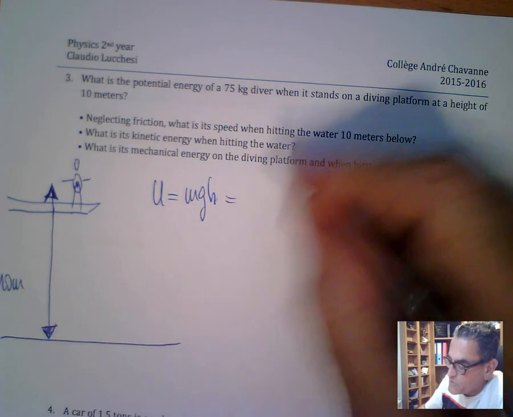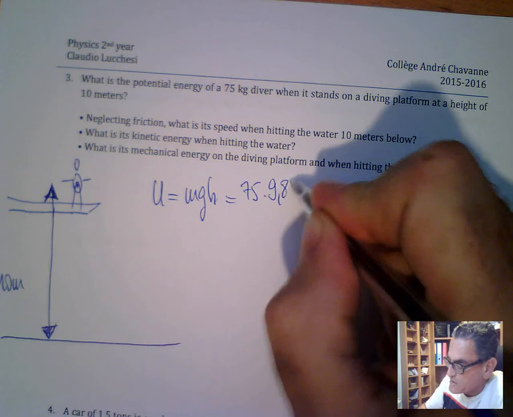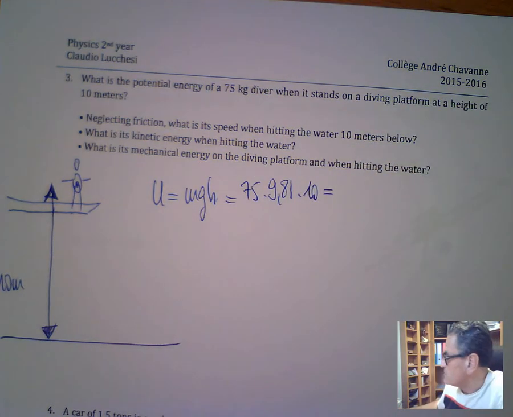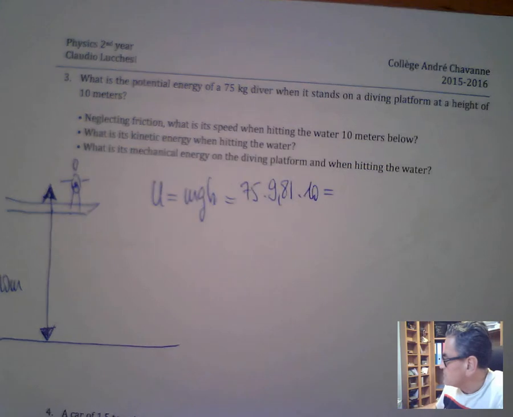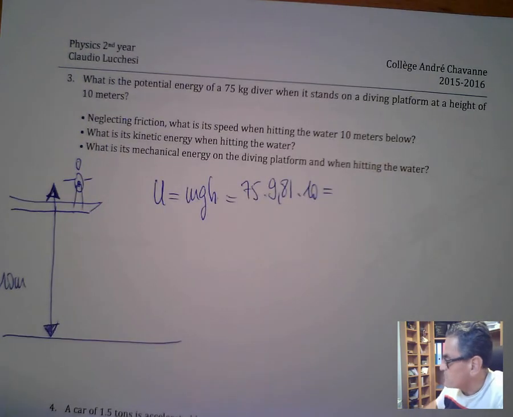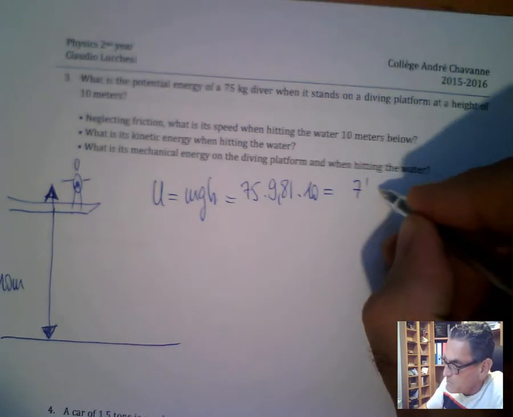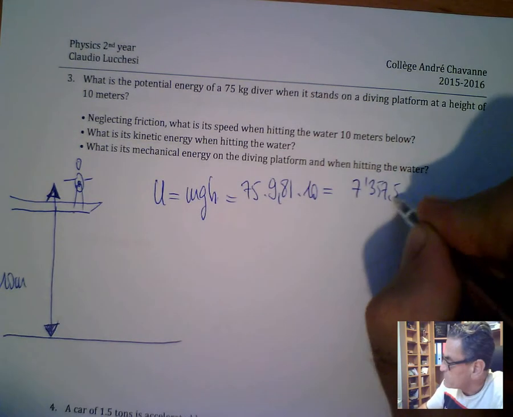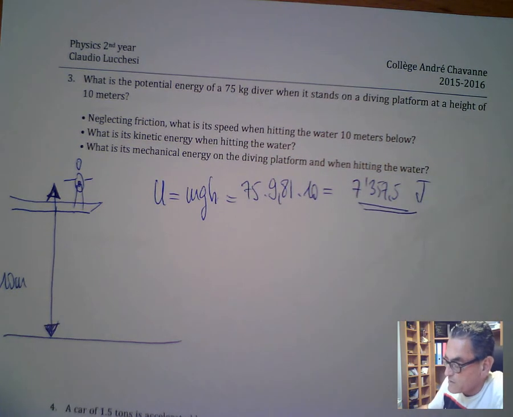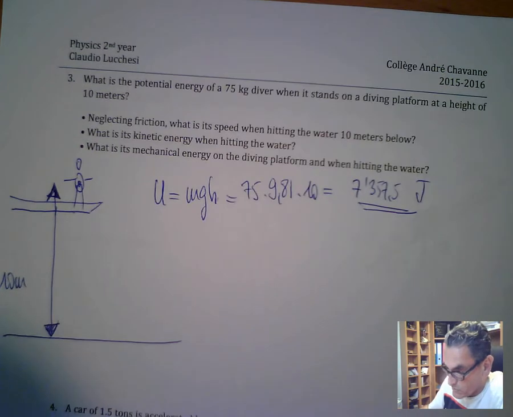Okay, so mgh: the mass of the guy is 75 kilos, g is 9.81, h is 10 meters, and that gives us 98.1 times 75. That gives us 7,357.5 joules. Okay, this is the potential energy of the diver when he is on the platform not moving.